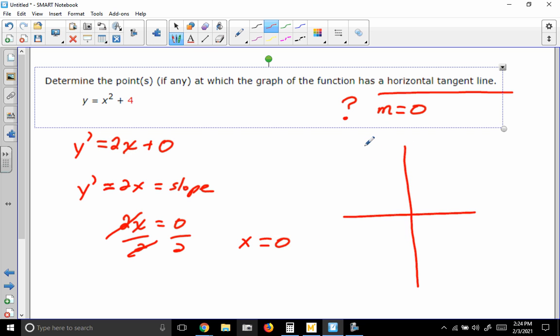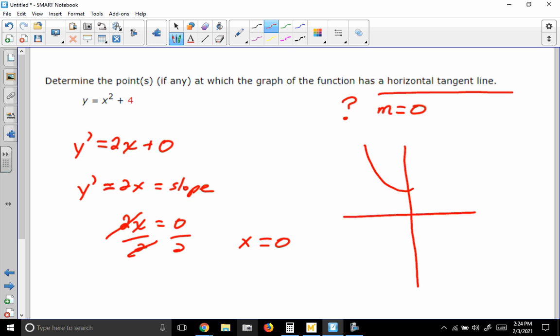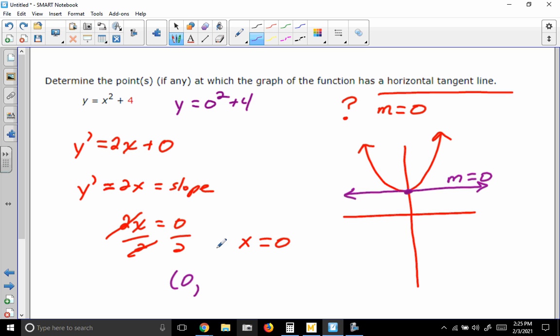If we think about that, our function looks like this. That's a parabola that's shifted up. And if we look at the vertex, that's where we have a horizontal tangent line on a parabola. Where is that? That point occurs when x is 0. Now, if they want to know the y-coordinate of that, we would have to substitute that back into the original function, and we get that the y value is 4. So when x is 0, we have a slope of 0, and the corresponding y is 4.